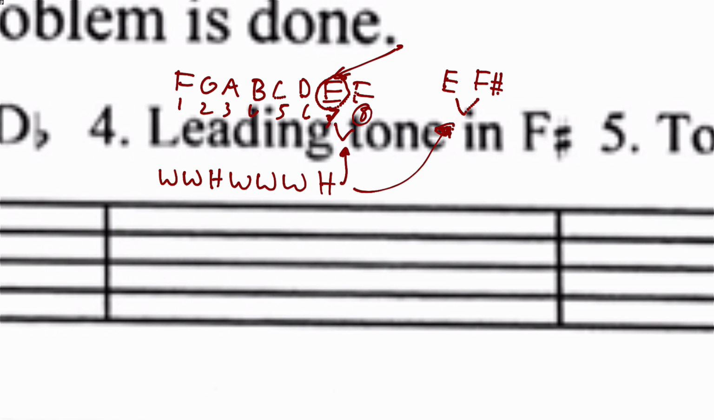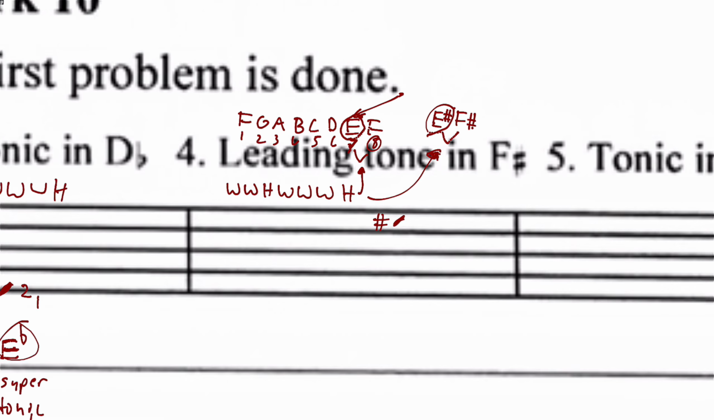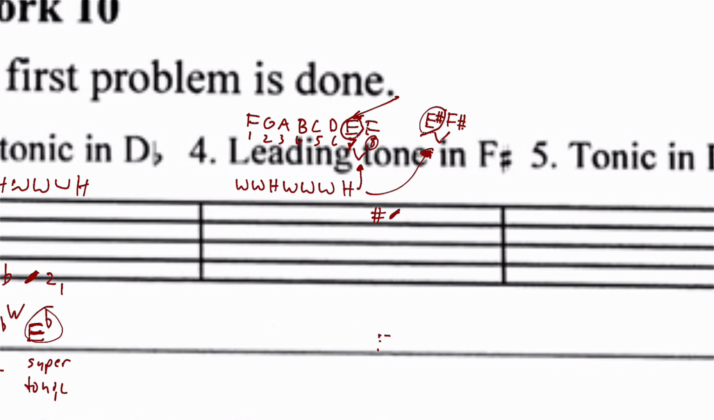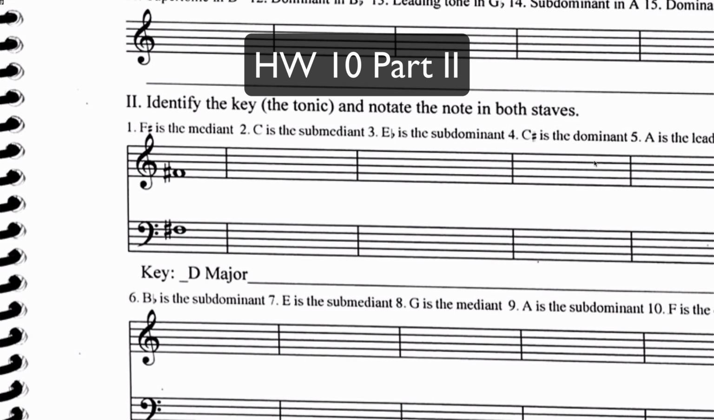Well, E is a half step lower than F, but not a half step lower than F sharp. So it's got to be something that's basically enharmonically equivalent to an F, or it's got to be E sharp. So this one's a little bit harder here. You can even write the scale if you want. It's not necessary. Just go down here and say E sharp.